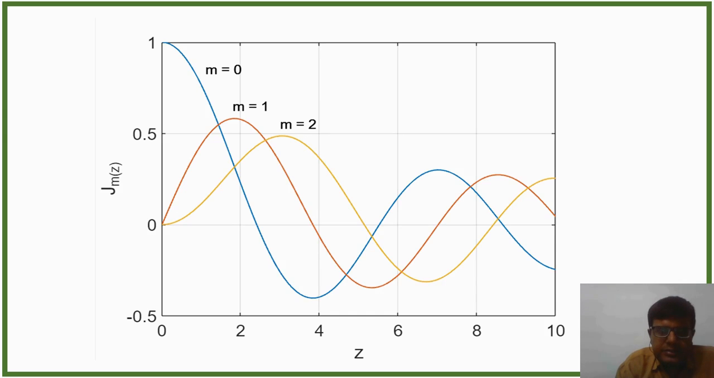This is the plot of Jm of z. We have on the x-axis different values of z. What we observe is that all these three values of m oscillate around the center. So it is not a dying function, it is not an exponentially increasing function, it is an oscillatory function.